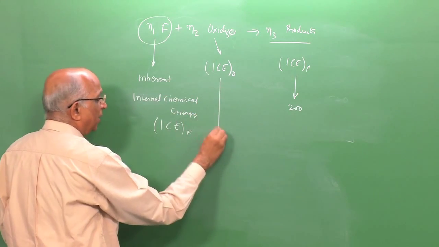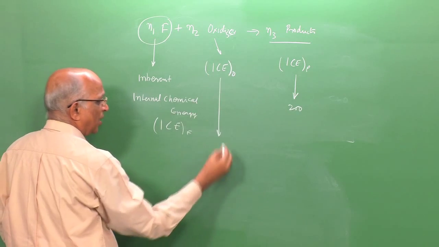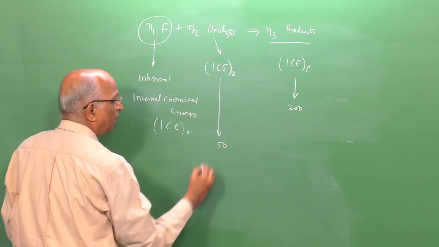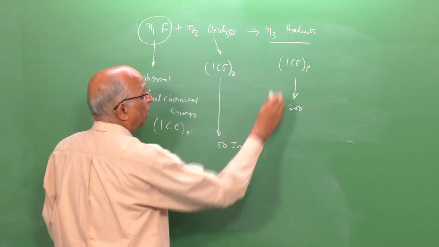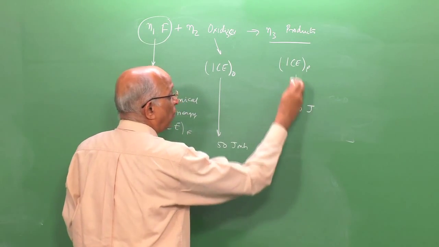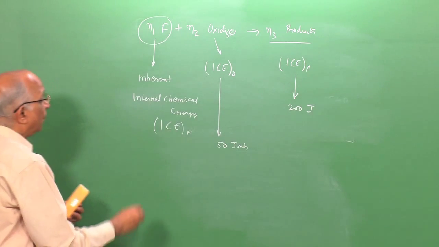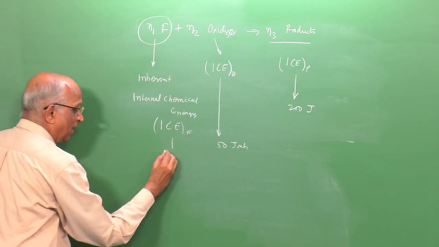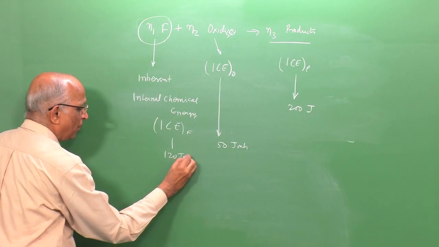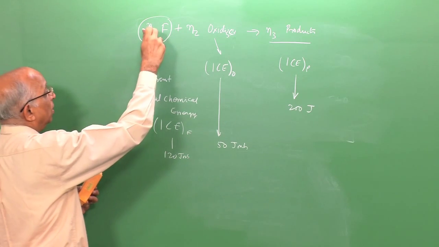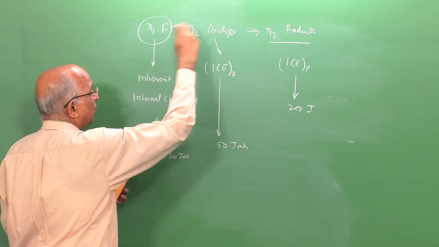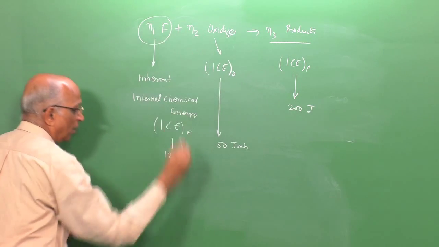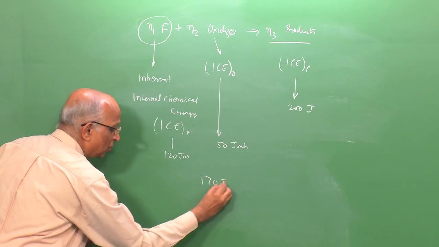If the internal chemical energy of the oxidizer is, let us say, 50 joules for the total, here it is 200 joules for the products. If for the fuel it is, let us say, 120 joules, the total internal chemical energy of the fuel and oxidizer, for these particular moles, is 170 joules.